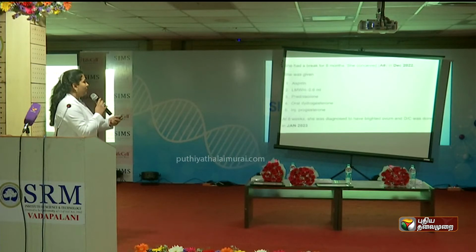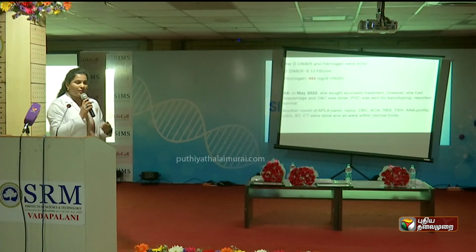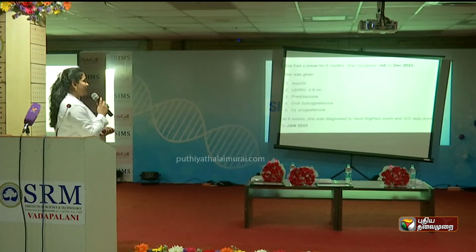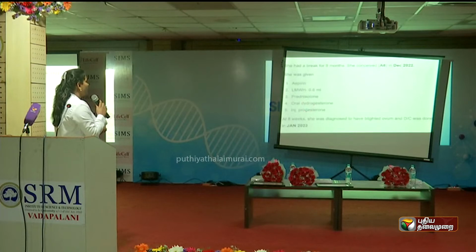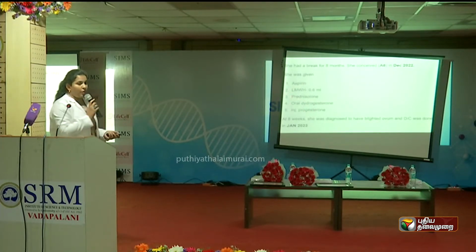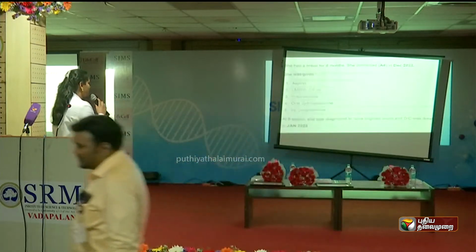Another round of APLA, lupus anticoagulant, CBC, antibodies with the ANA, ultrasound, and BT-CT were all done. It was also normal. So she had a break for 8 months. She conceived again in December 2022, and she was given oral prednisolone, and low molecular weight heparin was increased to 0.6 ml. At 8 weeks, she had a blighted ovum, and DNA was done in January 2023.